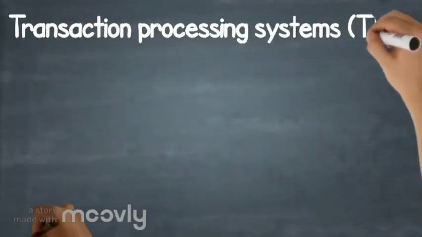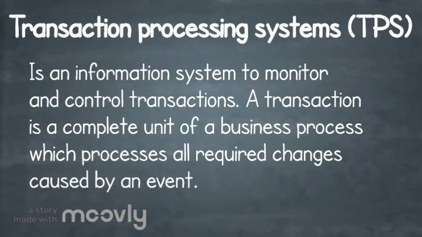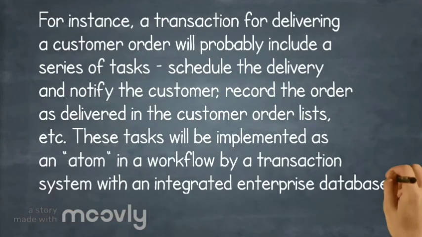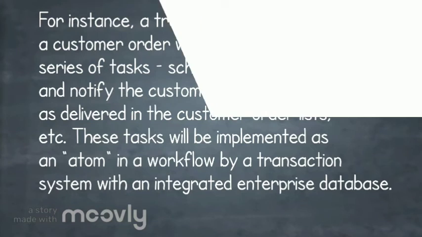Transaction Processing Systems, TPS, is an information system to monitor and control transactions. A transaction is a complete unit of a business process which processes all required changes caused by an event. For instance, a transaction for delivering a customer order will probably include a series of tasks: schedule the delivery and notify the customer, record the order as delivered in the customer order lists, etc. These tasks will be implemented as an atom in a workflow by a transaction system with an integrated enterprise database.